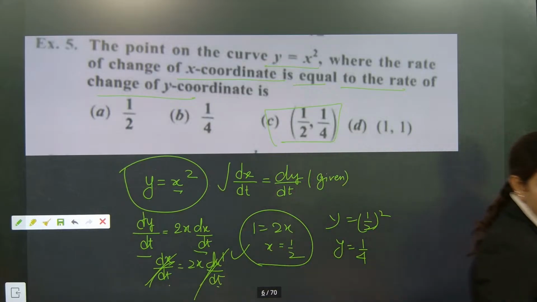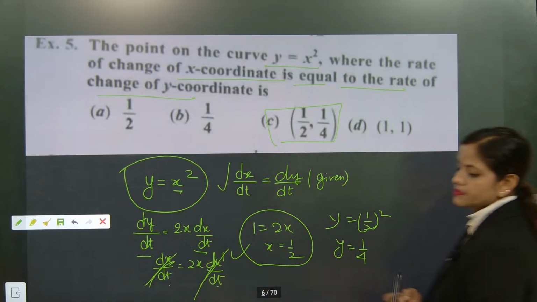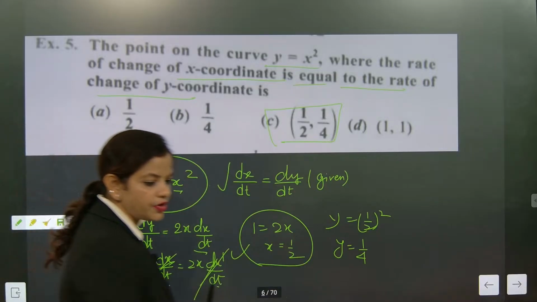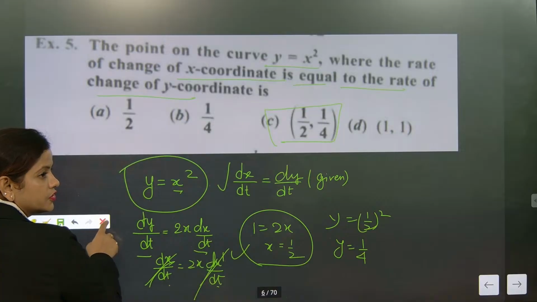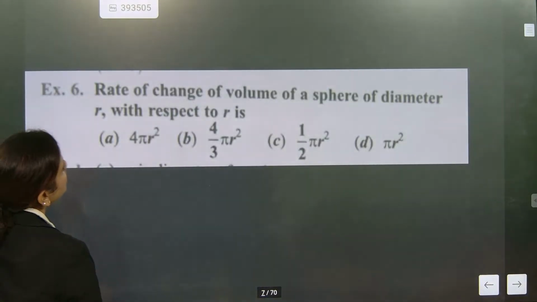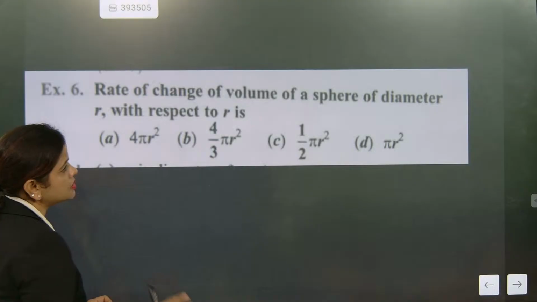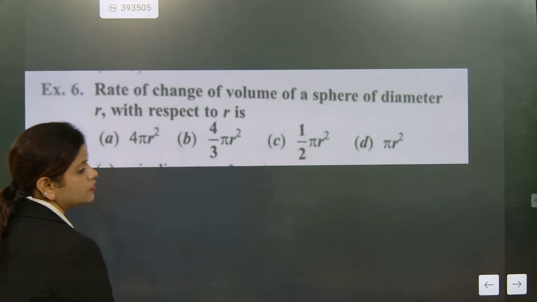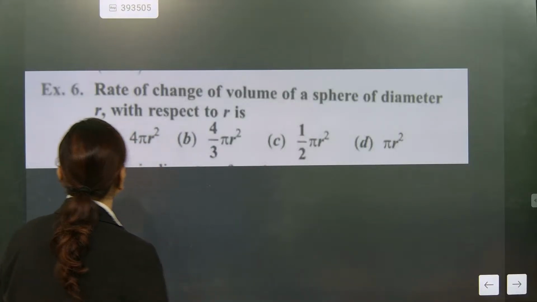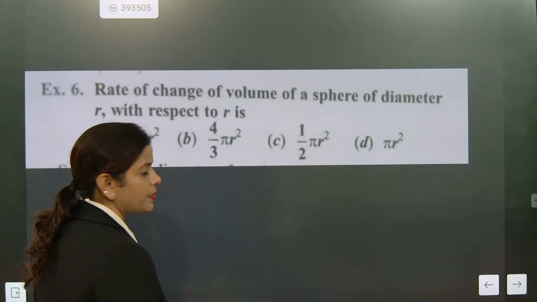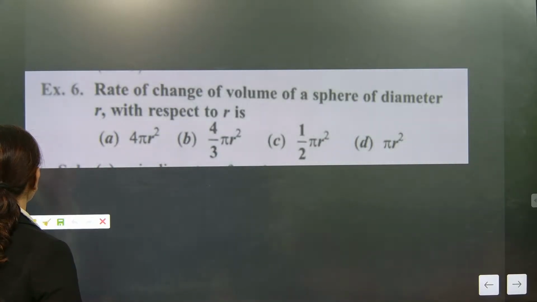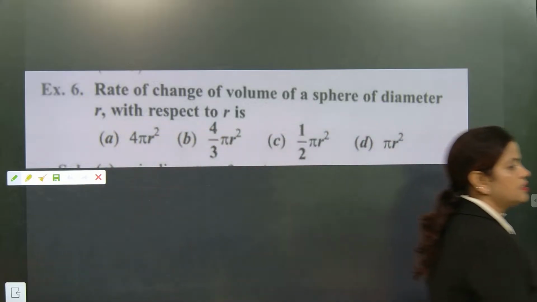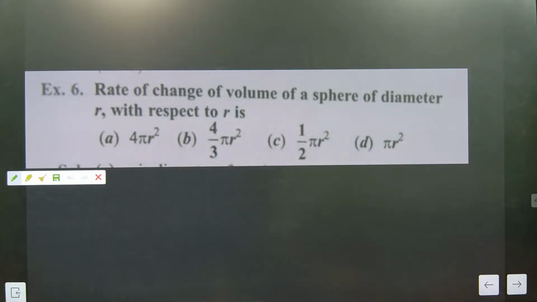Okay, Tanish, go for the next question. Full concept questions we are going to discuss. Now look here. Shall we go for the next one? This question is the rate of change of volume of a sphere of diameter with respect to radius. Here they have clearly mentioned with respect to radius you have to solve. Come on, try this question. At least one question solve and give me the answer. Vishwa, start solving this question.